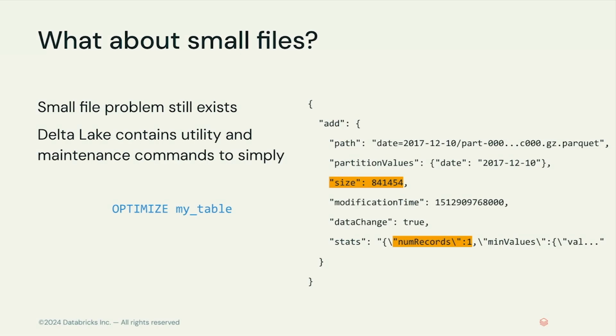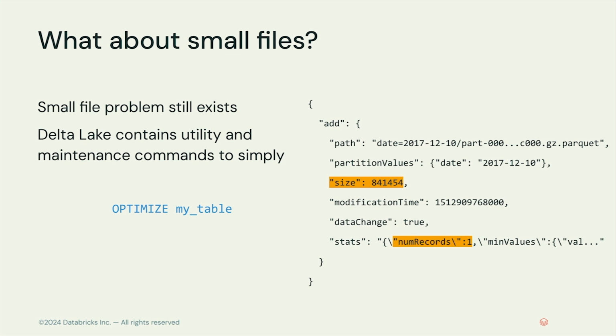All right, and what about small files? So the small file problems still exist. You'll actually see we have the size of this particular commit, 841 KBs, and it's only one record. So, small files happen. They happen quite a bunch, and they're relatively not fun to deal with.